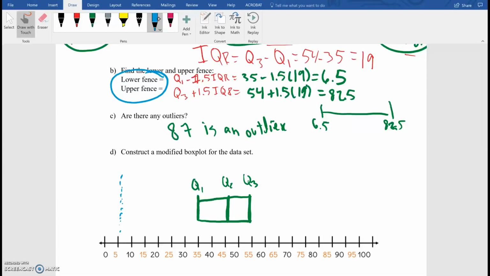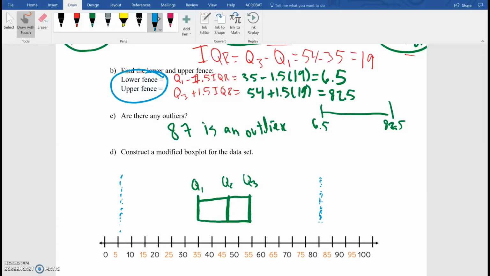Okay. So if you go outside of this fence, right, then you are an outlier. And then my upper fence is 82.5. So 82.5 is around, oh, whoa, it's around here. My numbers are kind of messed up. Okay, so 82.5 is around here. Okay, so now what are we gonna do?